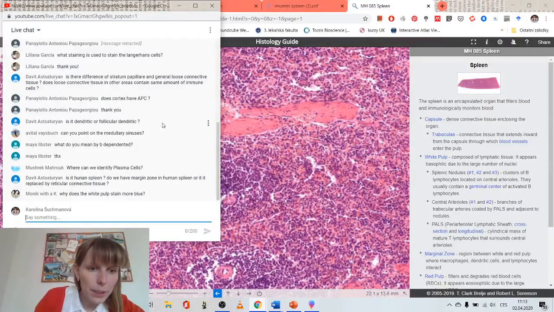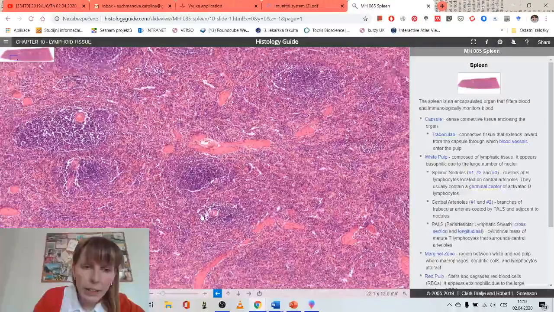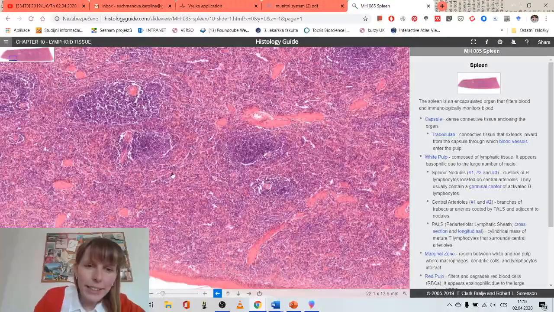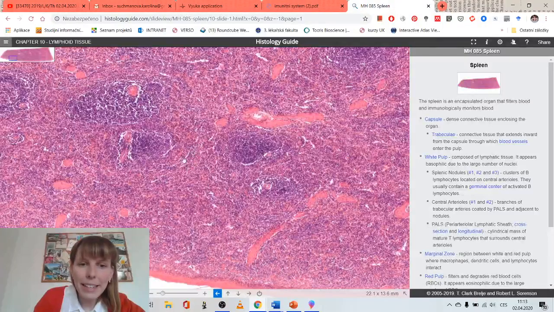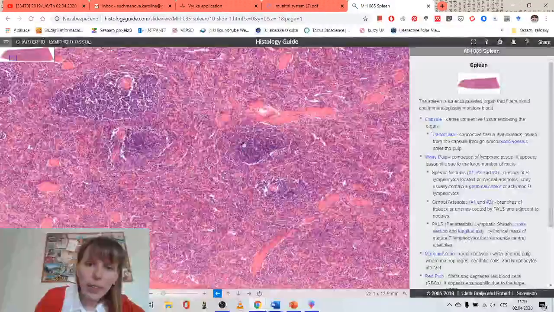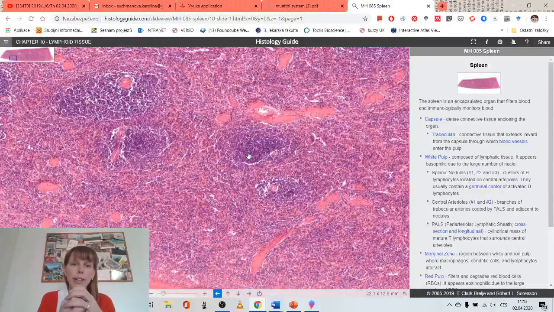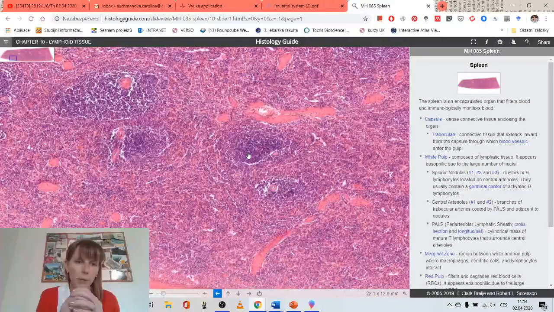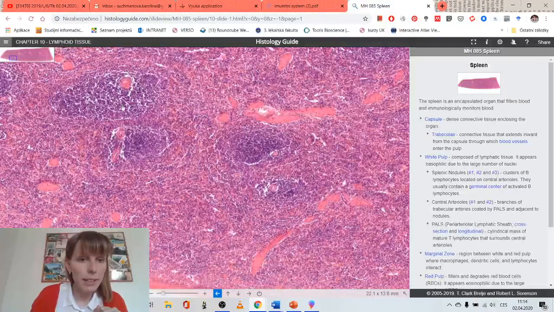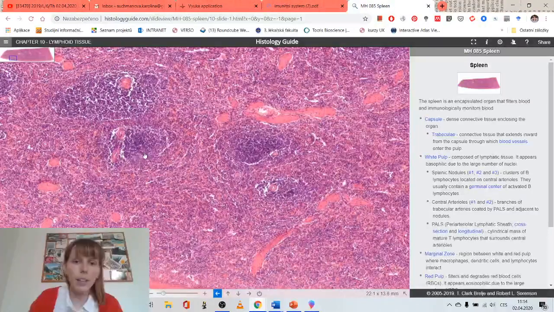Why does white pulp stain more blue? If I zoom out, it seems like in hematoxylin eosin it stains more pink, more reddish. That's because you don't have so many lymphocytes. Lymphocytes have a big nucleus, which is purple when stained with hematoxylin, and not much cytoplasm. So places where you have a lot of lymphocytes, the lymphatic follicles, will be very purple, and the rest of it will be normal hematoxylin eosin.